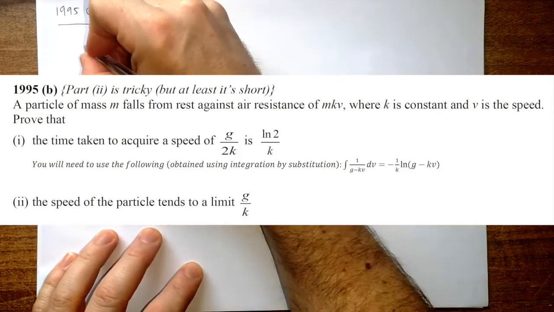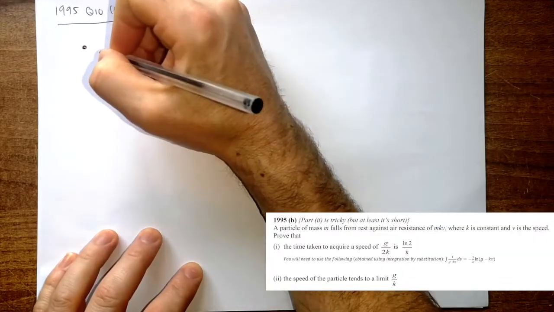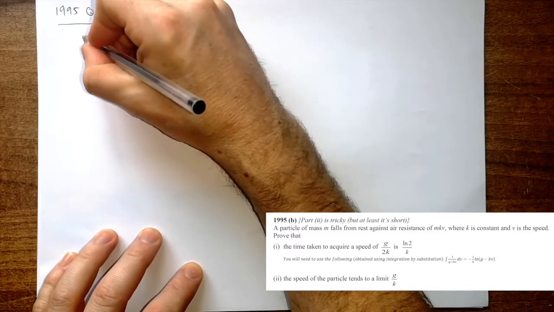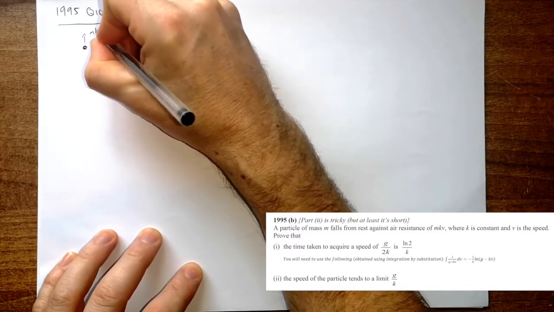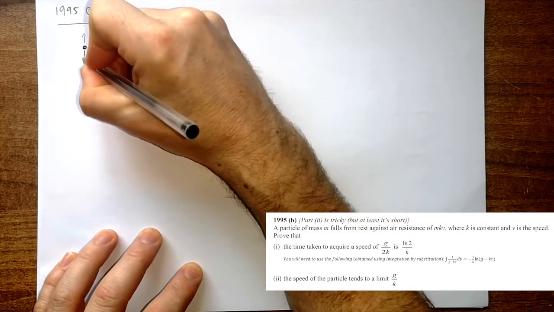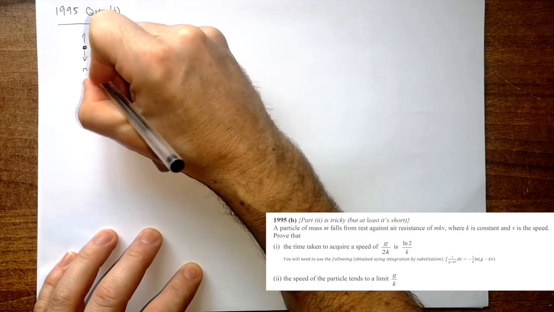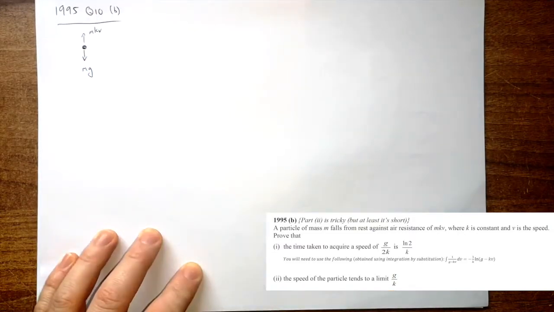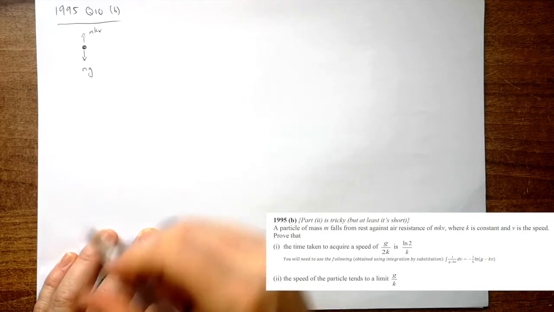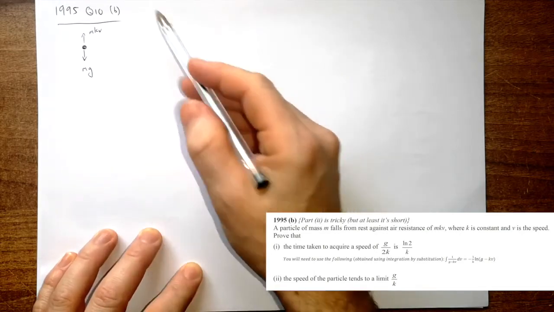We know we have a particle of mass m falling against air resistance. So the force upwards is mkv. And of course we know from before our force downwards is just mg. All right. It starts from rest, which is going to be important, and we have all those bits and pieces.